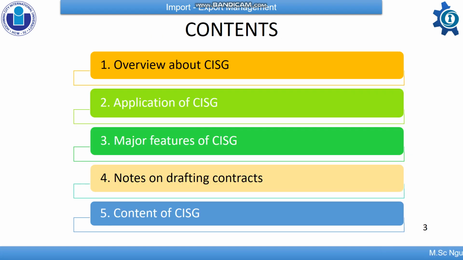And to achieve the expectations, we will go through 5 main contents. The first one is overview about CISG. The second one is application of CISG. The third content is major features of CISG. The next one is some notes you have to pay attention to when you draft the contracts. And the last one is the specific content of CISG.